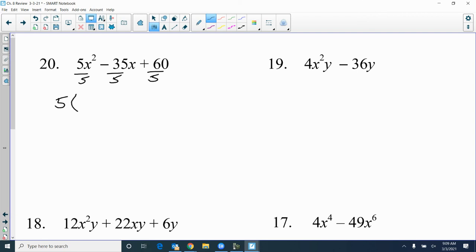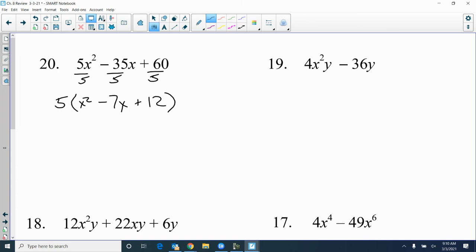Tommy, 5x squared divided by 5? x squared. Negative 35x divided by 5? Negative 7x. And then 60 divided by 5 is going to be 12. Okay, now, do we want to do the table, or can we guess and check? Guess and check. All right. Again, I can do both ways. Okay, I have a trinomial. I have to see if I can factor it further, which I probably can.